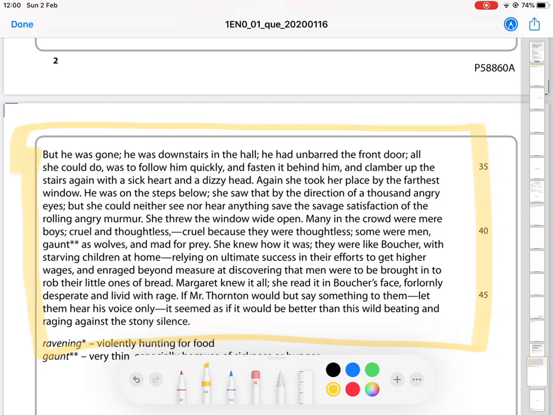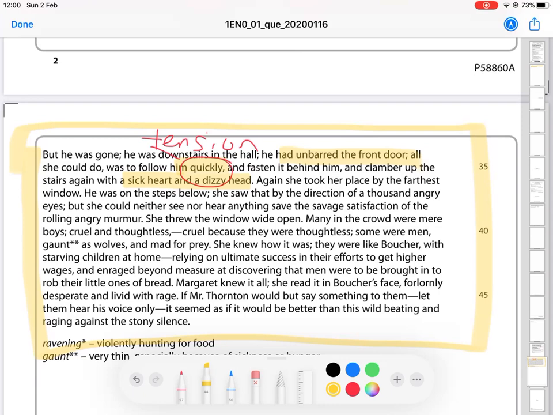Tension. He's unbarred the front door. So what works well about this bit? Well, what could happen to him? He might be at risk now of getting hurt. It's the fact that she follows him quickly. Surely, when things happen quickly, that's a better way of creating tension. Of course, we can build tension by doing things slowly, but that's why most action films work well, because they happen so quick, it creates that tension. And now she's got a sick heart and a dizzy head. So what's going to happen to her?